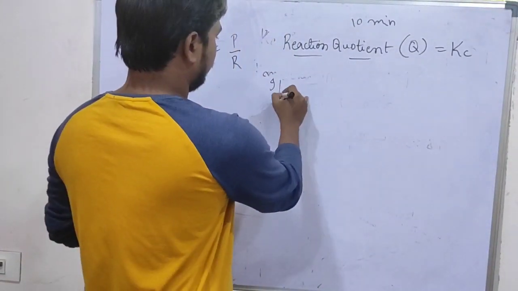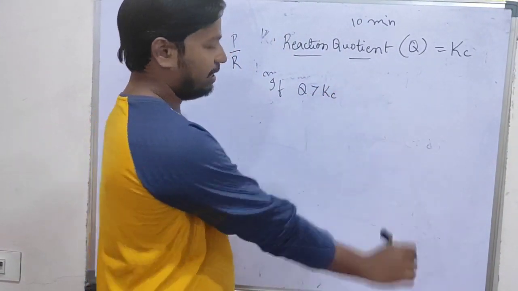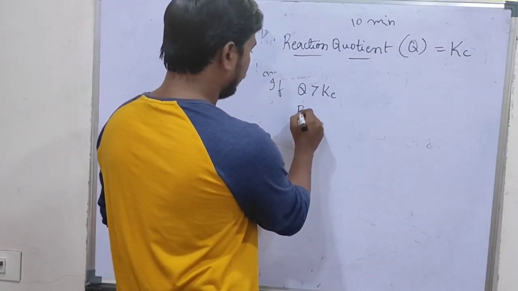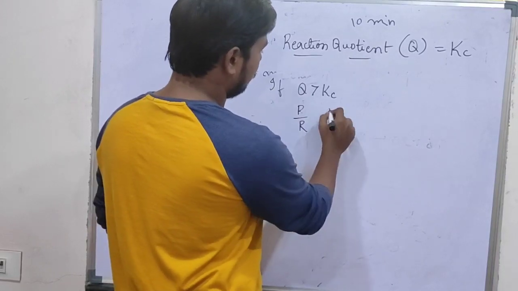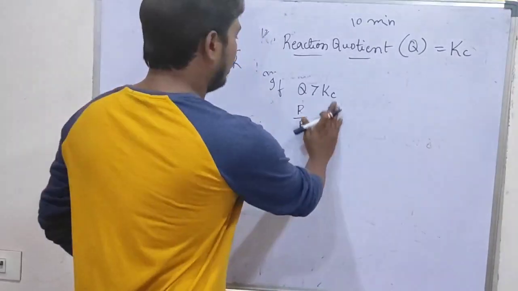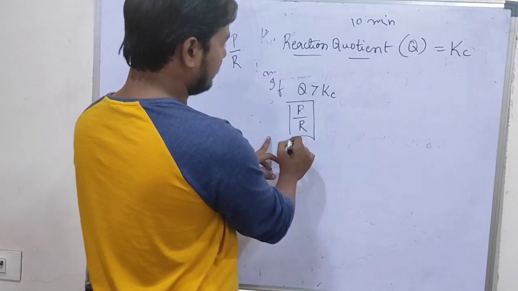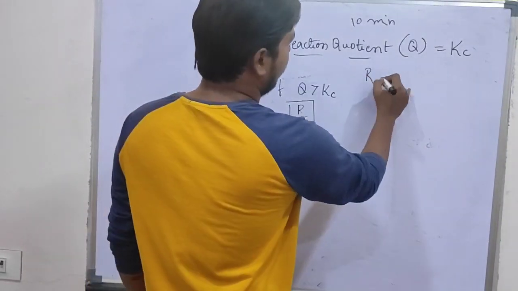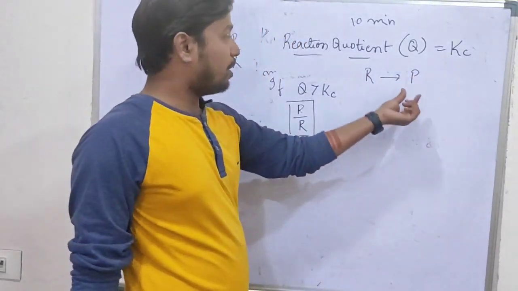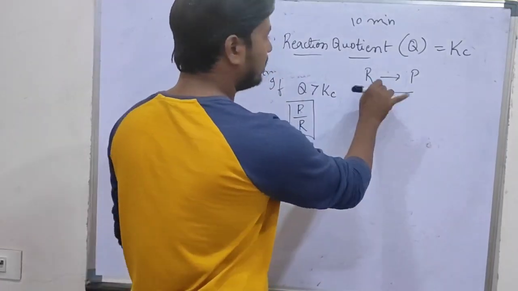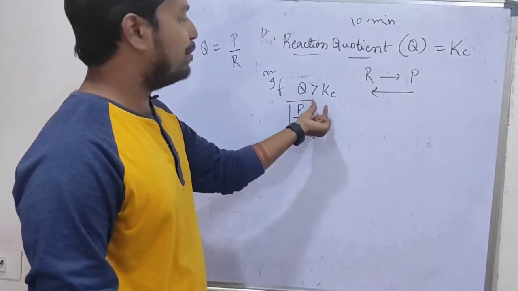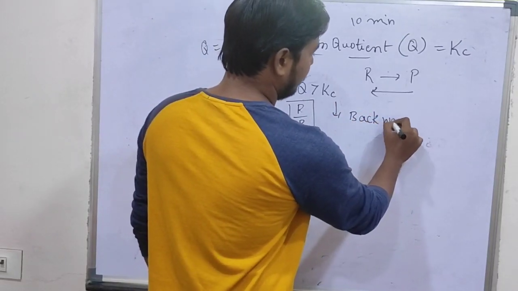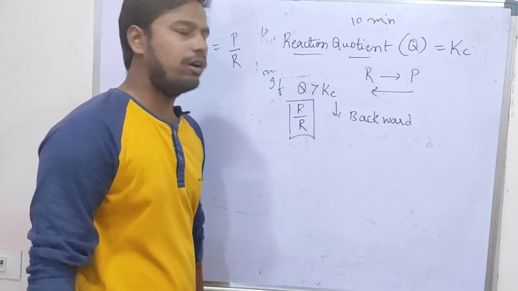If Q is greater than Kc, the equilibrium constant. Now what is Q? Products by reactants. Here also products by reactants. What if this products by reactants is increasing? In the numerator, products are more, right? If products increase, the reaction goes towards the backward, no? Similarly here also, if Q is greater than Kc, then the reaction is favorable towards the backward reaction.